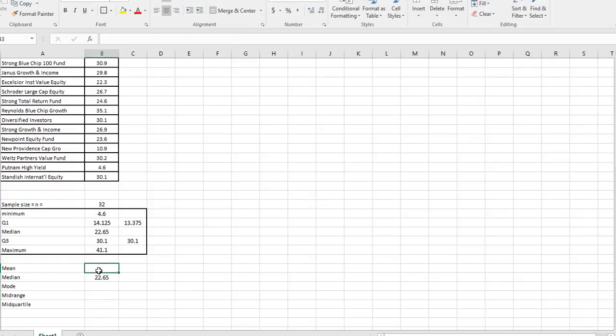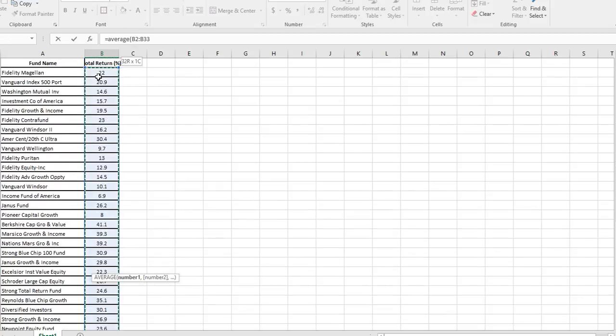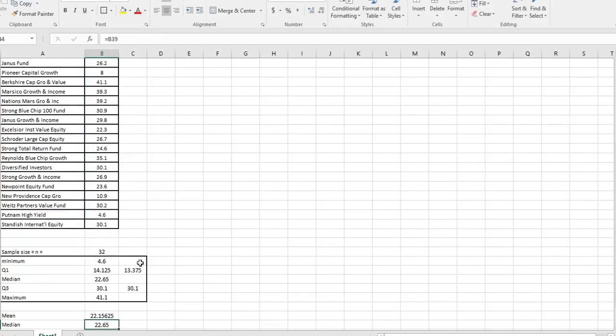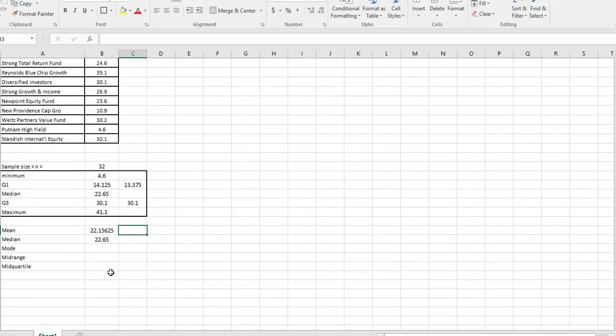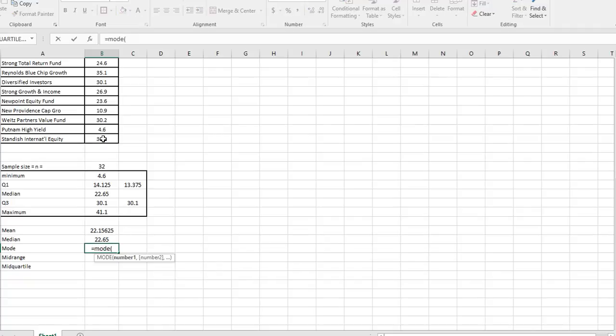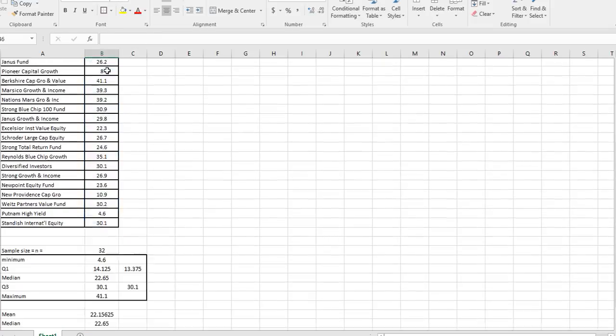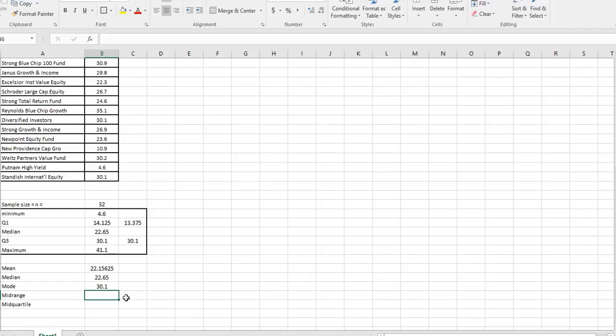The mean is what they call average in Excel, so equals average. And then you highlight this. And so that will compute the average, or the mean, what they call the average. The mode in Excel is mode. And we highlight this and we'll see if there is one. There may not be one. I guess there was one there.